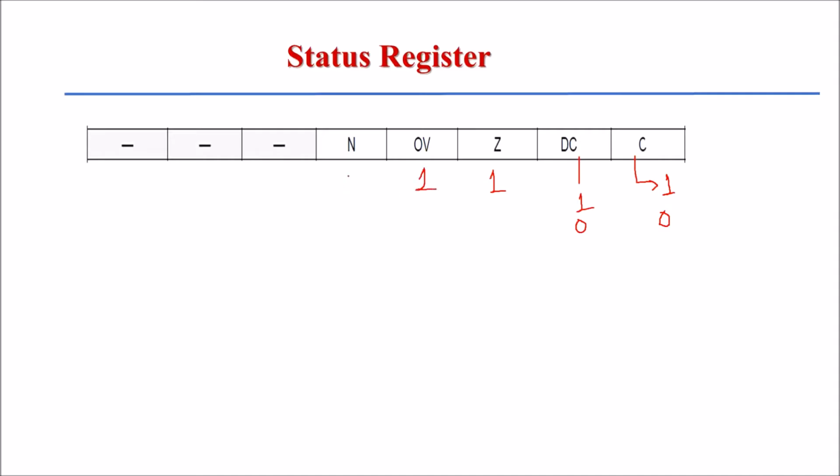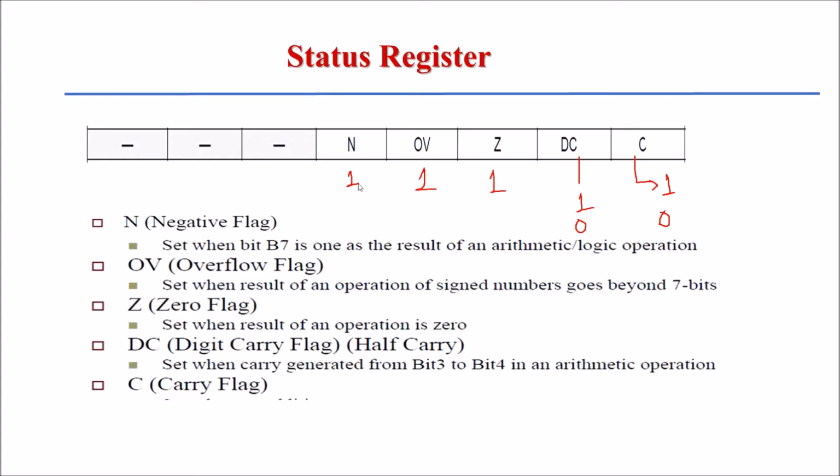The fifth flag is the negative flag. It is used to indicate the sign of the result. If the sign of the result is negative, that means the MSB bit is 1, it indicates that the sign of the result is negative, and then this flag bit is set to 1. If it is 0, it indicates that the result is positive. So it is used for signed number operations. So these are the flag bits. The user can check these flag bits to check the status of the result.